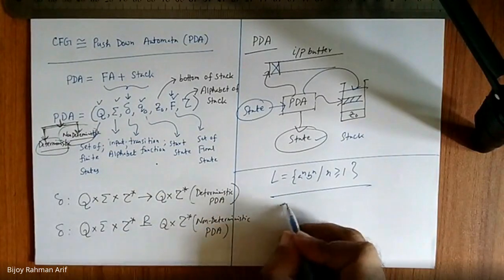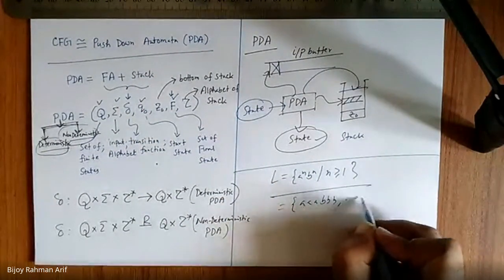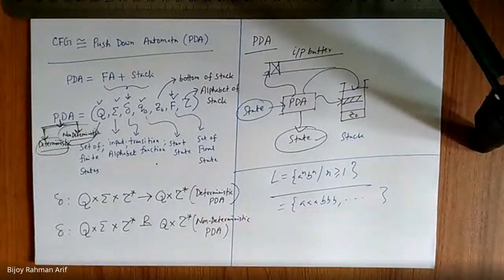Let's say inside this language there is a string like this, A, B, B, B. So how can you accept this string? What would be the strategy?